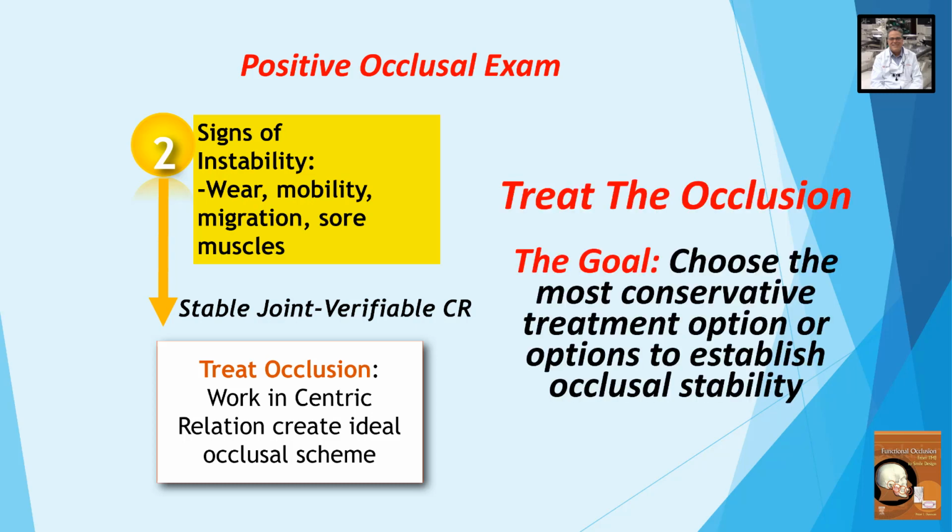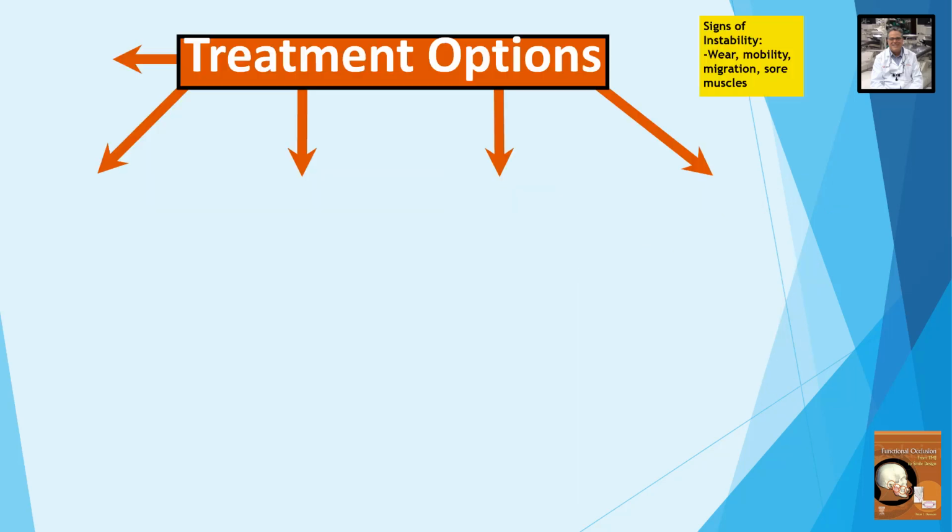And so the goal is to choose the most conservative treatment option or options to establish conservative stability. Well, we have some options here. We're speaking in terms of concepts now. This class is not designed to go into all the specific details, but I want to walk you through, though, how to, in your mind, categorize and how to think about treatment possibilities.